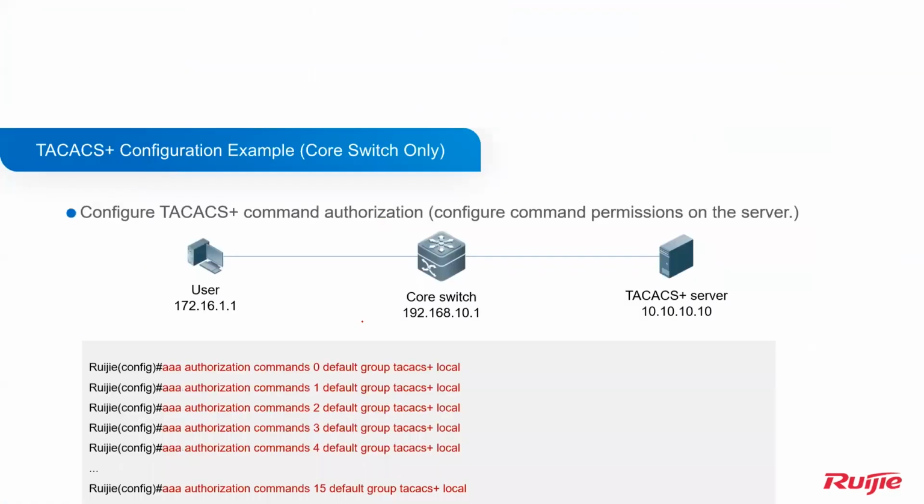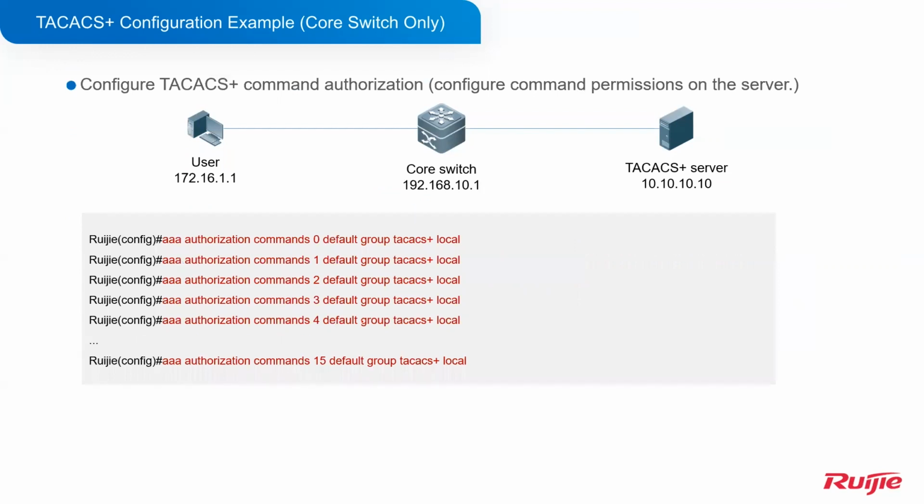Okay, and the next config, the Tacacs+ command authorization, means the authorization of the user. aaa authorization commands 0, 1, 2, 3 until 15, default group tacacs+ local. It means they belong to the default group, and Tacacs+ and local are available here. The number here indicates the different privilege levels of commands.